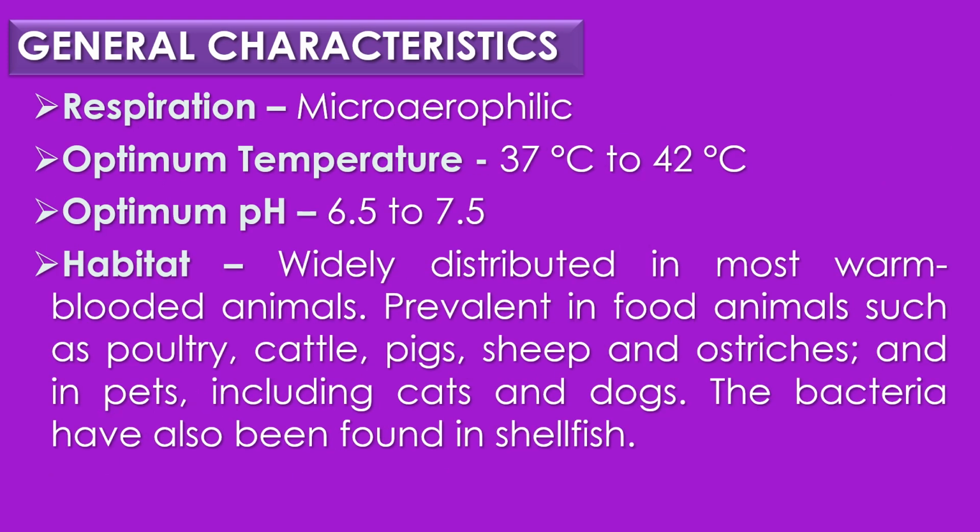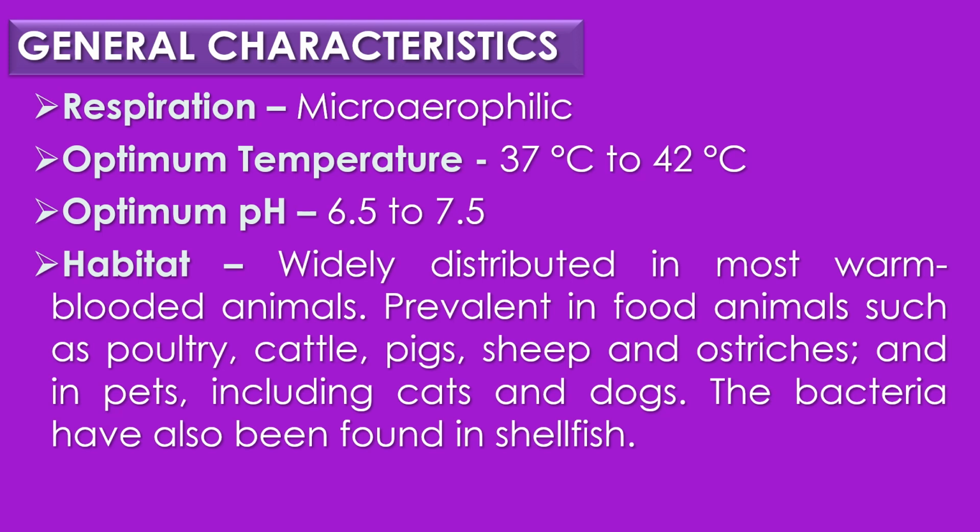The mode of respiration observed in Campylobacter jejuni is microaerophilic respiration, and it requires a very low amount of oxygen for its growth. The optimum temperature required for the cultivation of Campylobacter jejuni is 37 degrees Celsius to 42 degrees Celsius, and optimum pH is 6.5 to 7.5.